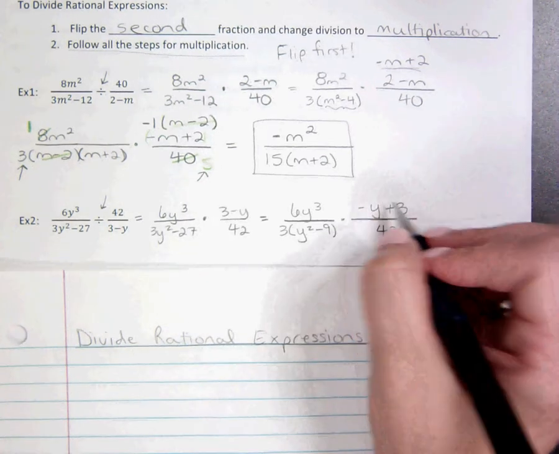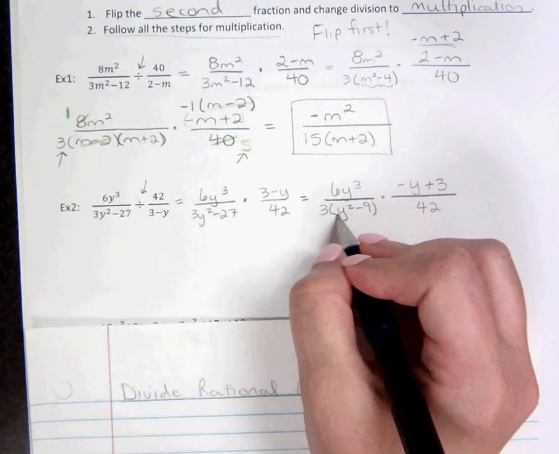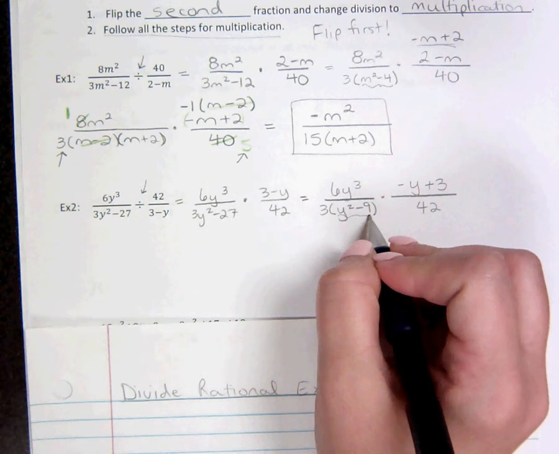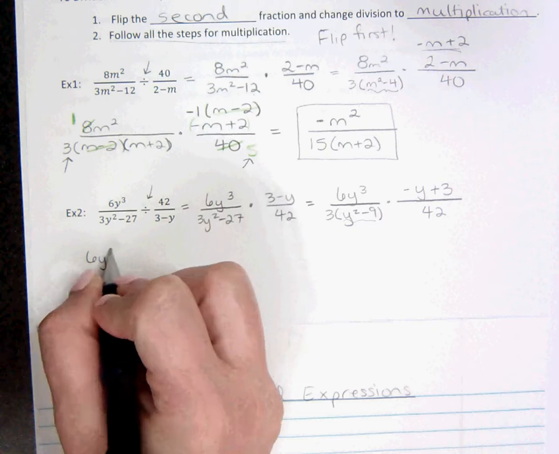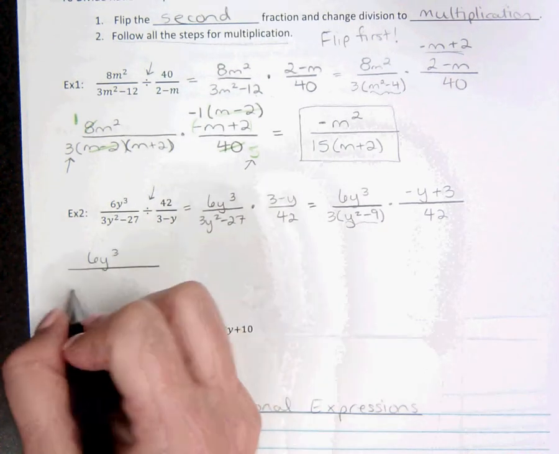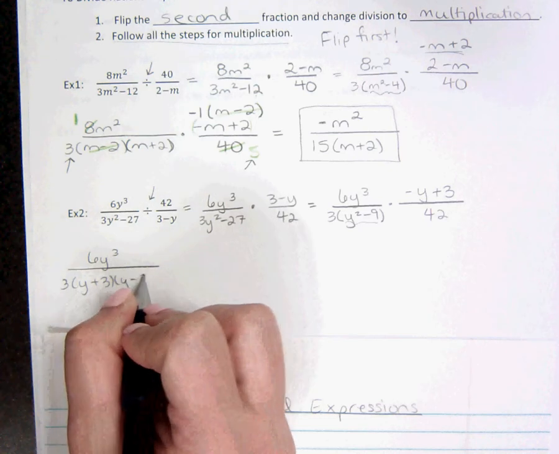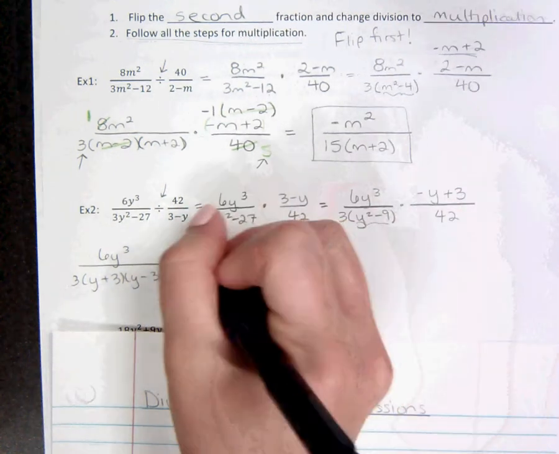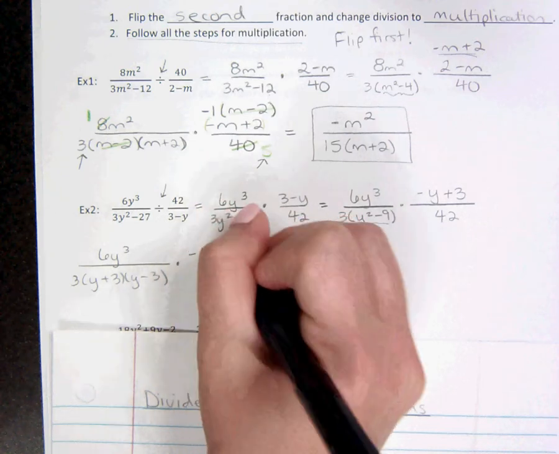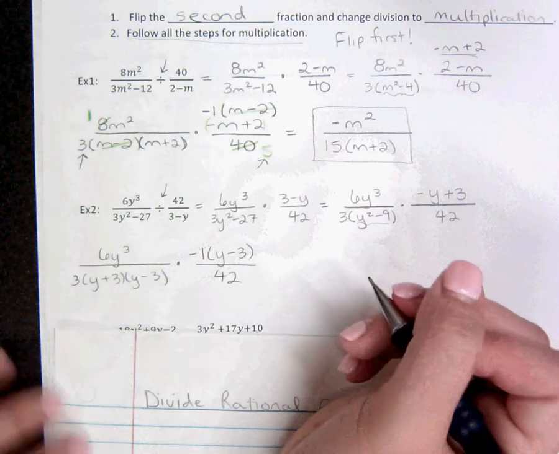From here, let's see, I'm going to rewrite it down here. We've got a difference of squares again. Those get a little sneaky. So y squared minus 9 is a difference of squares. So I'm going to rewrite it again into y plus 3 and y minus 3 times, I'm going to take out that negative 1 and make it y minus 3, over 42.